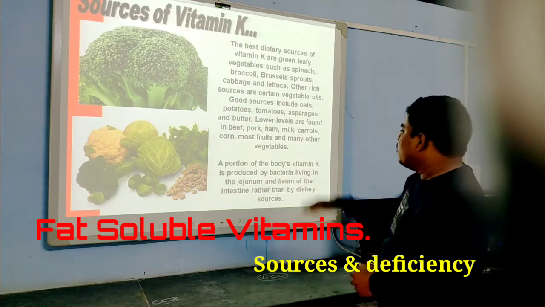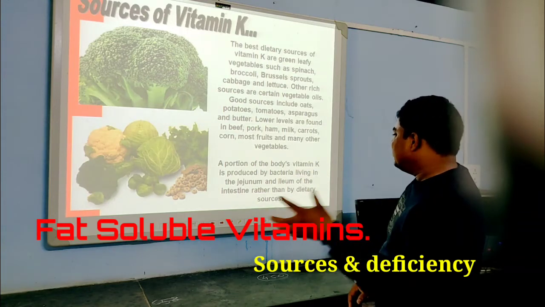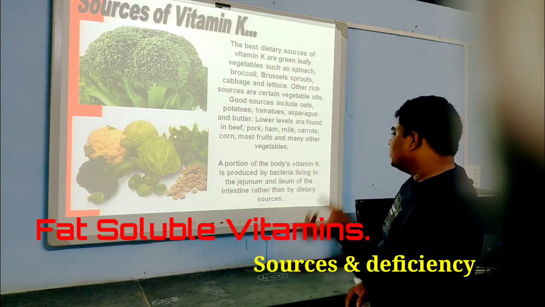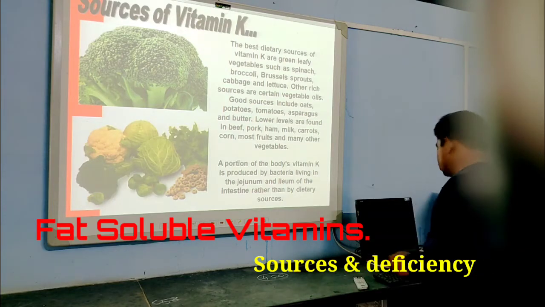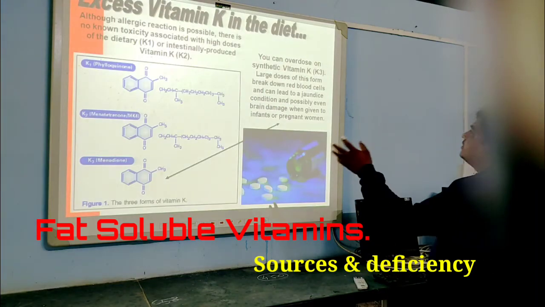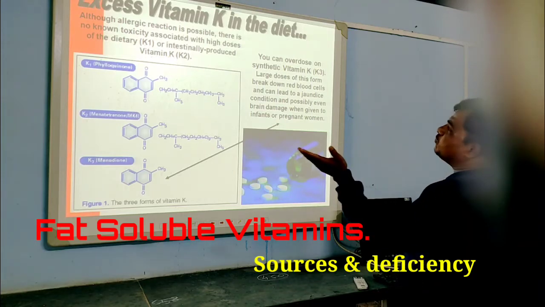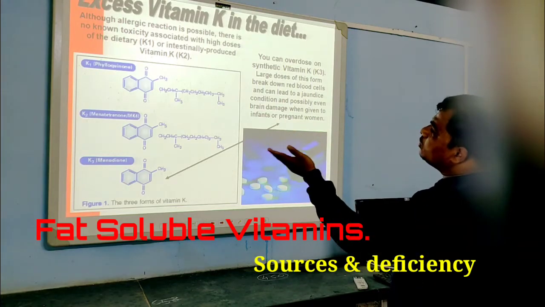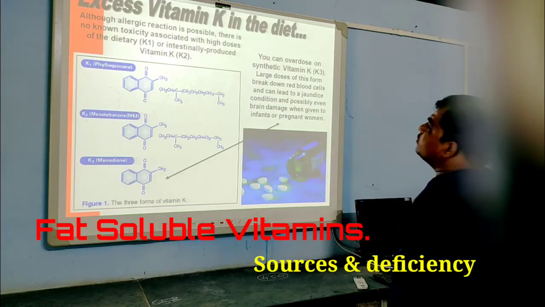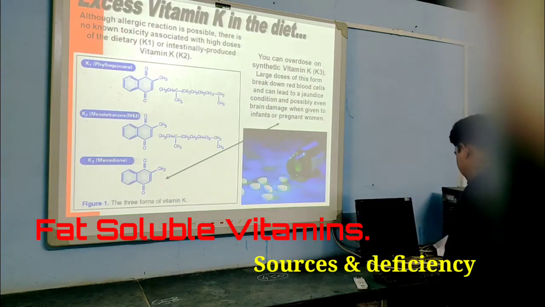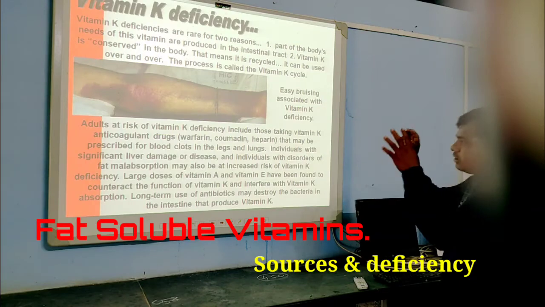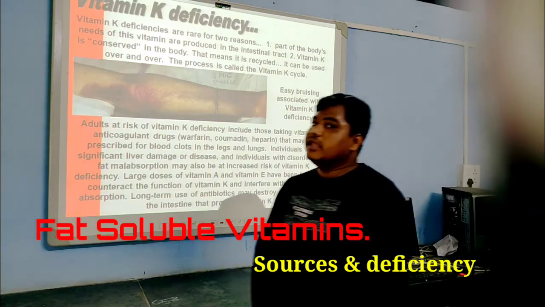Okay, and a portion of the body's vitamin K is produced by bacteria living in the jejunum and ileum of the intestine rather than from the dietary source. And there is no known toxicity or allergic reaction associated with high doses of dietary vitamin K. Okay, now the deficiency of vitamin K.